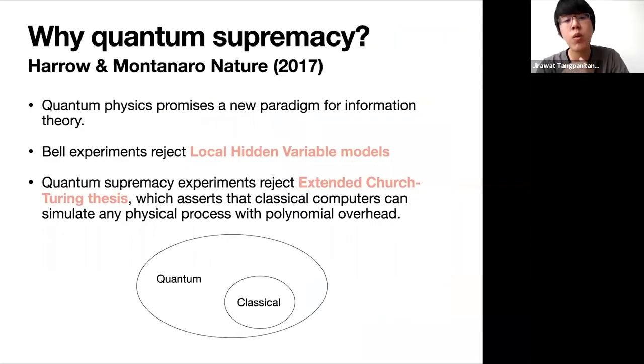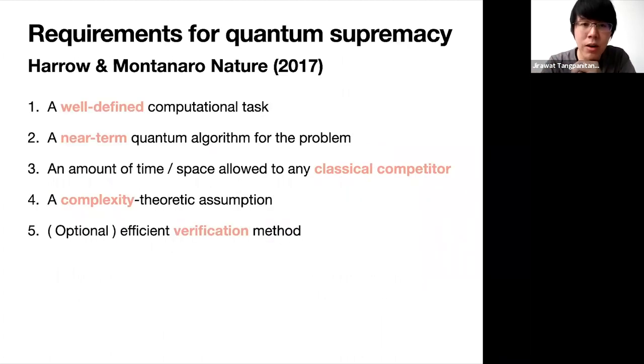So why do we need to show quantum supremacy? We can think of this question from a quantum foundations perspective: quantum physics promises a new paradigm for information theory. For example, we have Bell experiments that reject so-called hidden variables. Quantum supremacy can be thought of in a very similar sense, designed to reject the extended Church-Turing thesis. This asserts that classical computers can simulate any physical process with polynomial overhead. So somehow quantum is a bigger set than the classical theory.